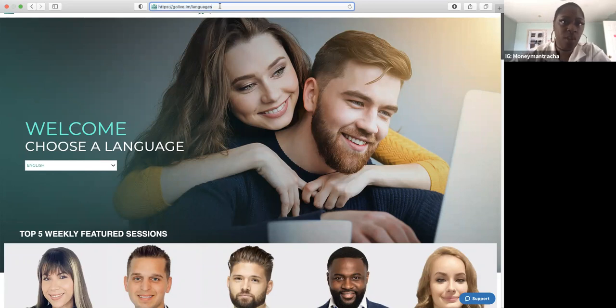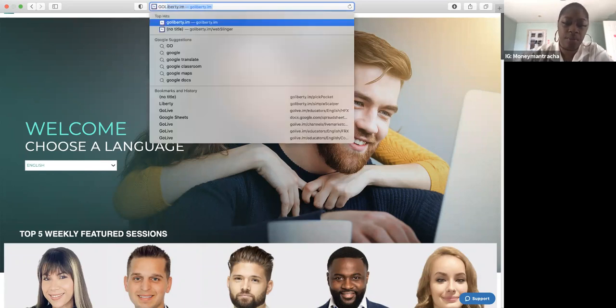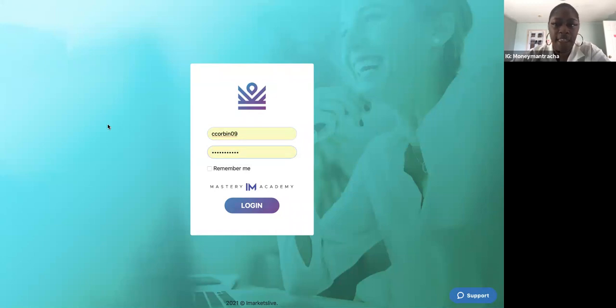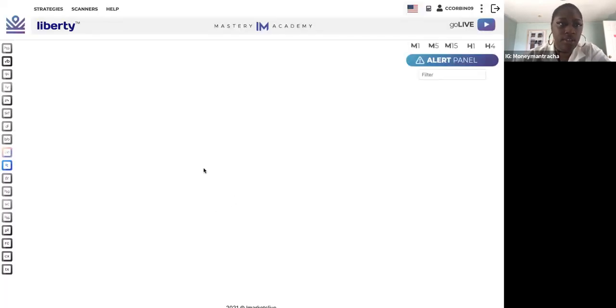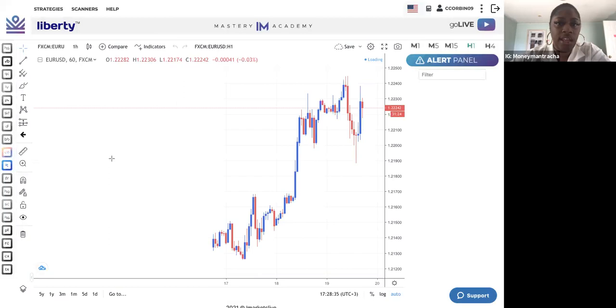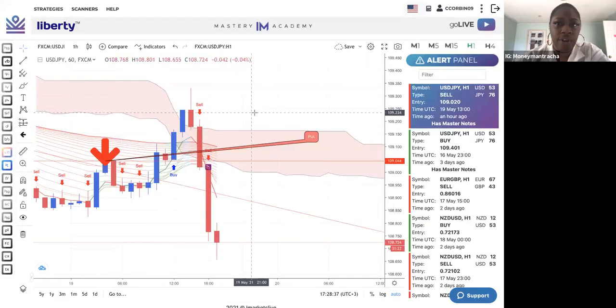So we're of course going to start with GoLiberty.im, because this is the scanner that everybody has access to once you sign up for IM Academy with HFX. So we're going to log in. And this scanner is going to give you access to 4 different strategies.